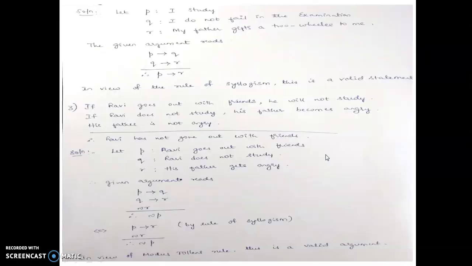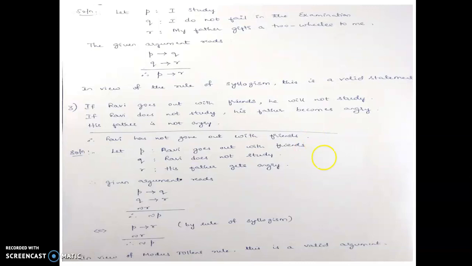Coming to the next one, if Ravi goes out with friends, he will not study. If Ravi does not study, his father becomes angry. His father is not angry. Therefore, Ravi has not gone out with friends. So first, assigning the statements to the respective propositions P, Q, and R. For P, Ravi goes out with friends. For Q, Ravi does not study, and R, his father gets angry.